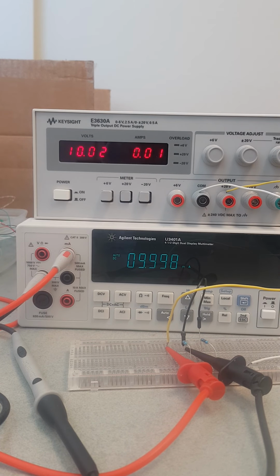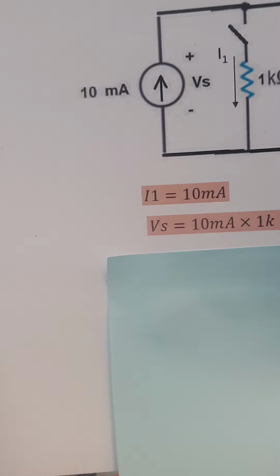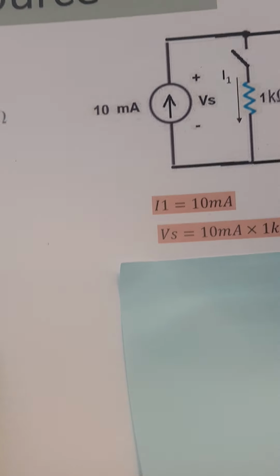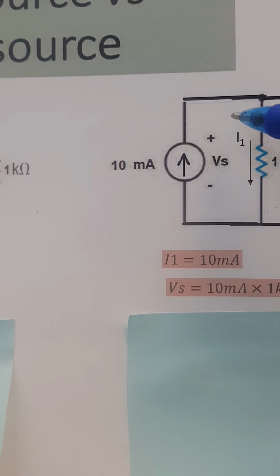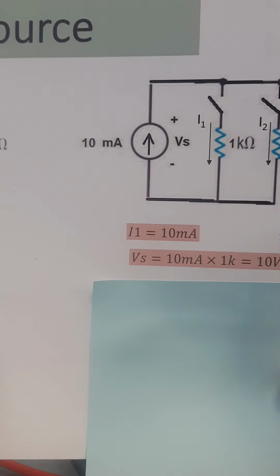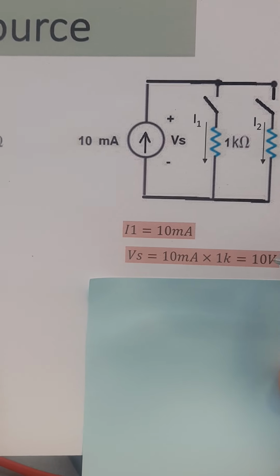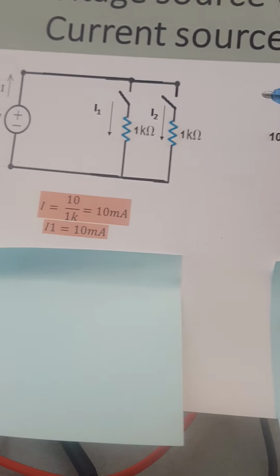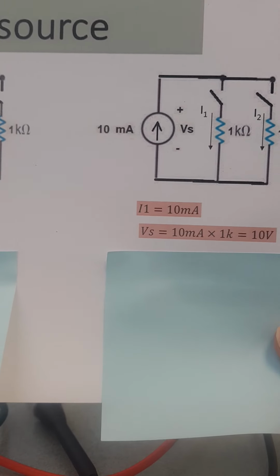Now, when we go to the current source, the current source will provide us with a constant current. So the current is 10 milliamps, going through the resistance and causing a voltage. This voltage will be equal to this 10 milliamps times this 1K, so it is 10 volt. So you can see that both cases are exactly the same, with the same current delivered at the same voltage.